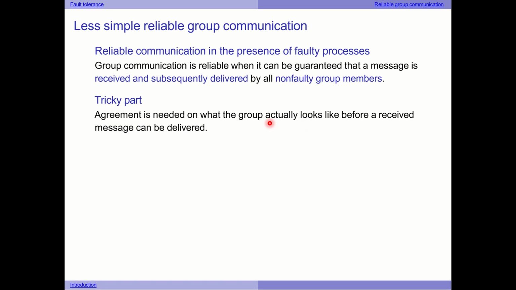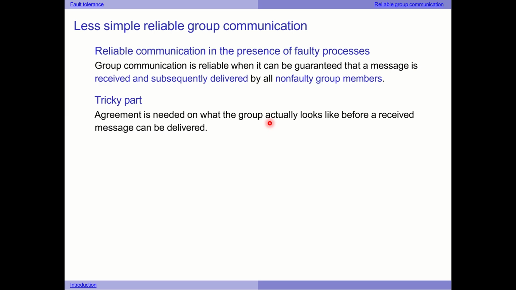For example, suppose we have process A, and process A sends a message to the process group. While the message is traveling through the network, process B crashes. Some members might receive the message and deliver it to the application, thinking process B is part of the group.